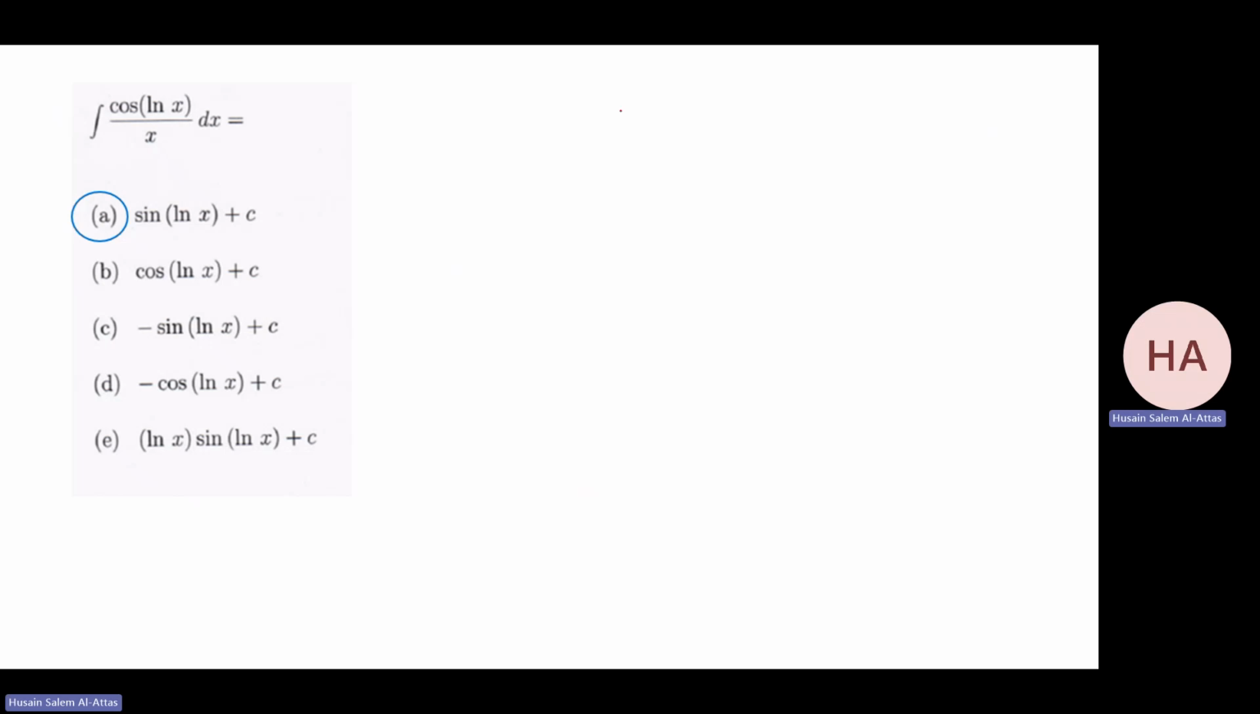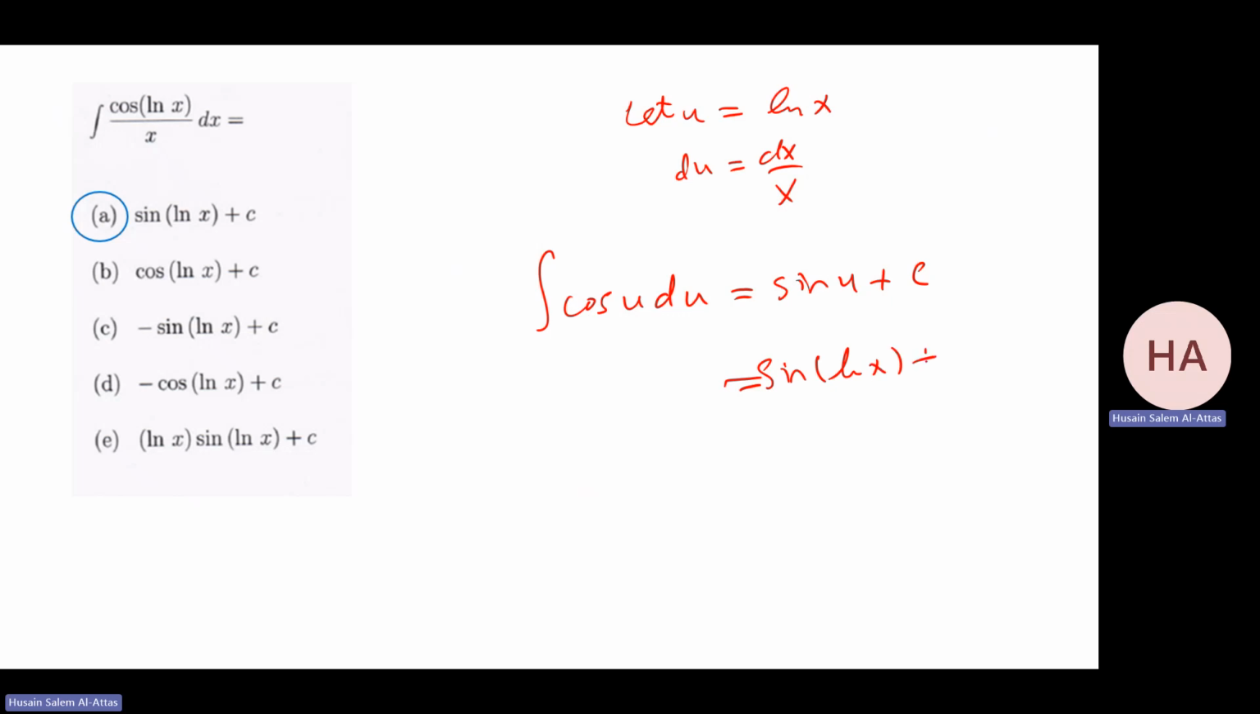Cosine of ln x over x. I let u equal ln x, very clear. Then du will be dx over x. So that will be the integral of cosine u du, which is sine u plus c, which is sine of ln x plus c.